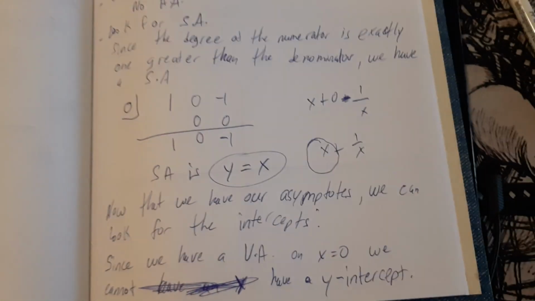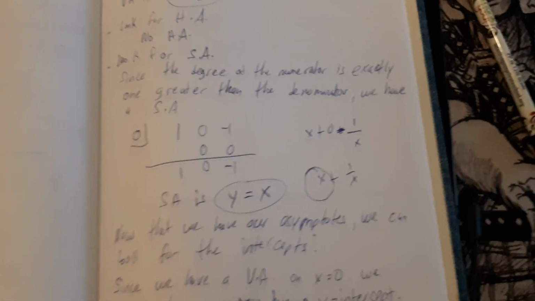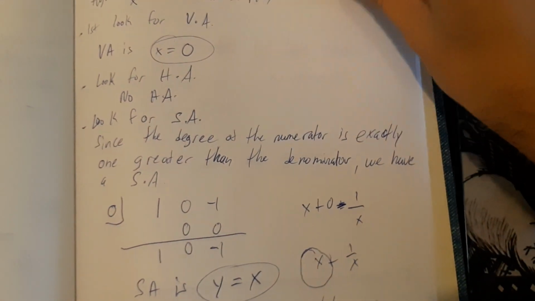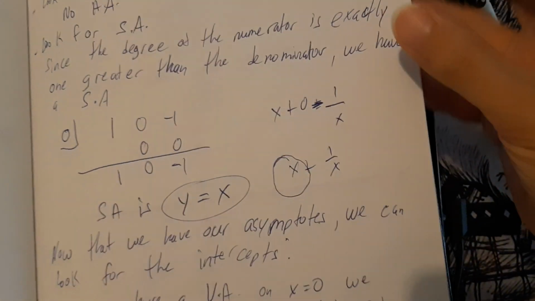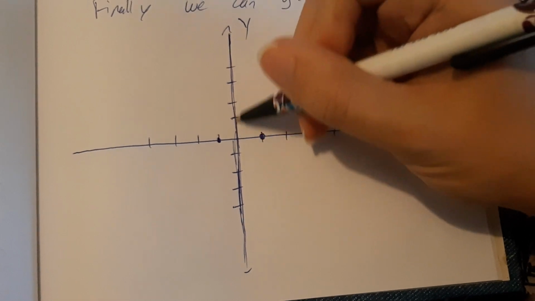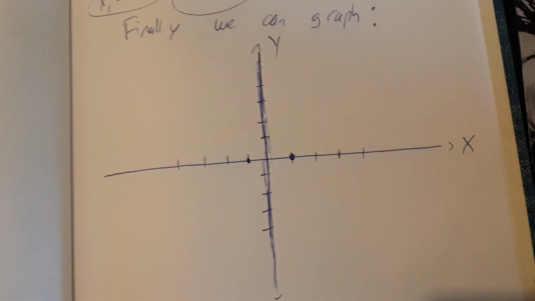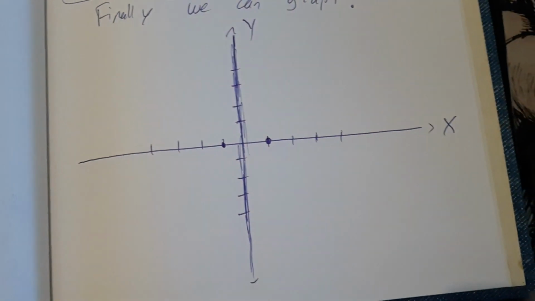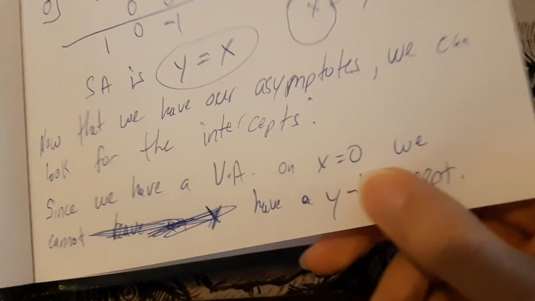Now, next, we're going to use the asymptotes. Right? So we have a vertical asymptote at x is equal to 0. In other words, let's, wait, wrong page. There we go. So we have a vertical asymptote right here. So at no point will our graph touch the y-axis. That's why we said that we have no y-intercept.